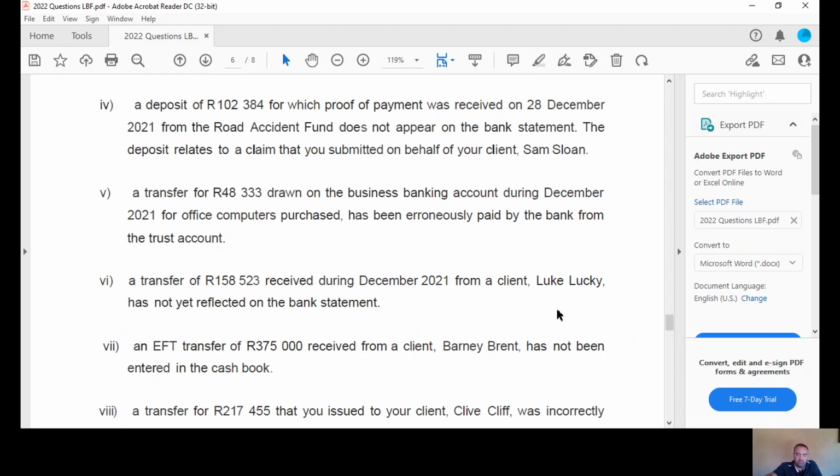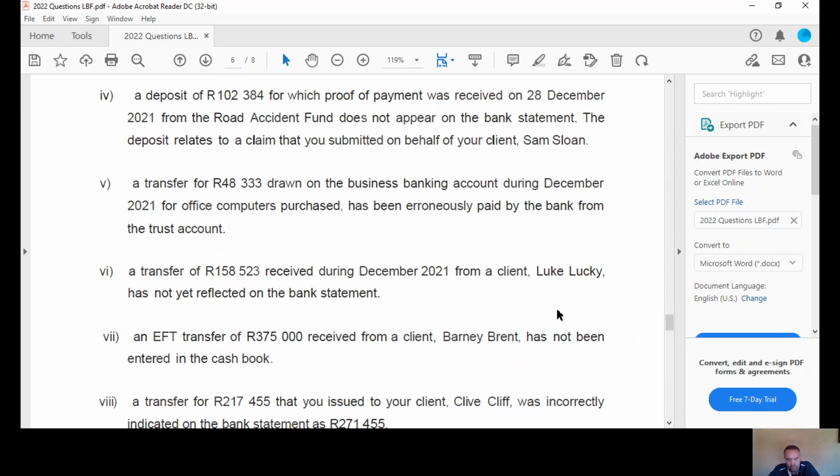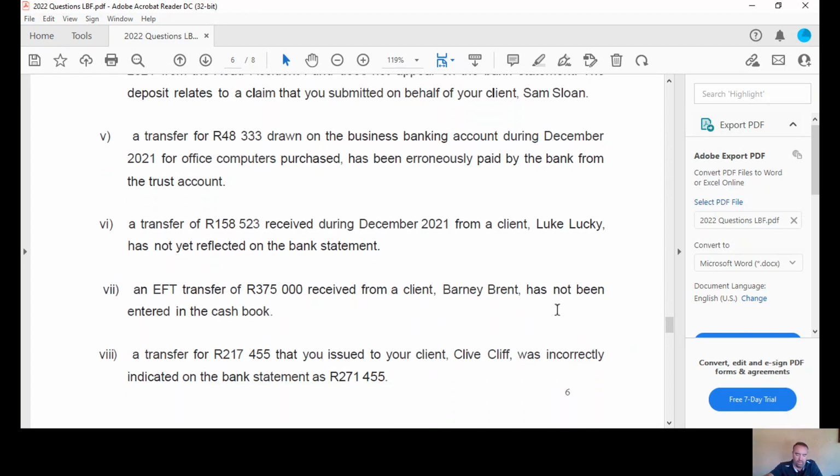Number 5, a transfer for 48,333 drawn from the business bank account during December for office computers purchased has erroneously been paid by the bank from the trust account. So now you've got to ask yourself, who made the mistake? And the answer is the bank made the mistake. So what do we know? If the bank makes the mistake, then it's a bank reconciliation entry.